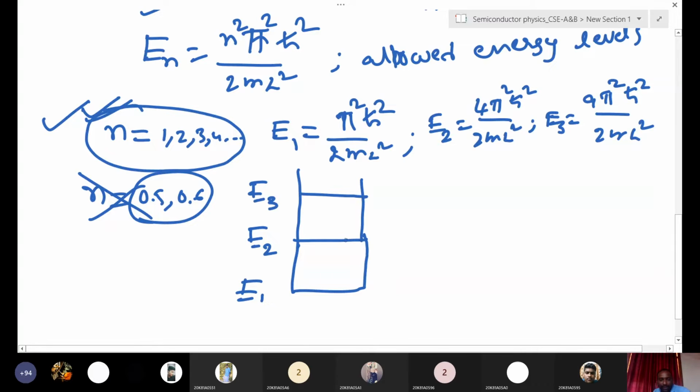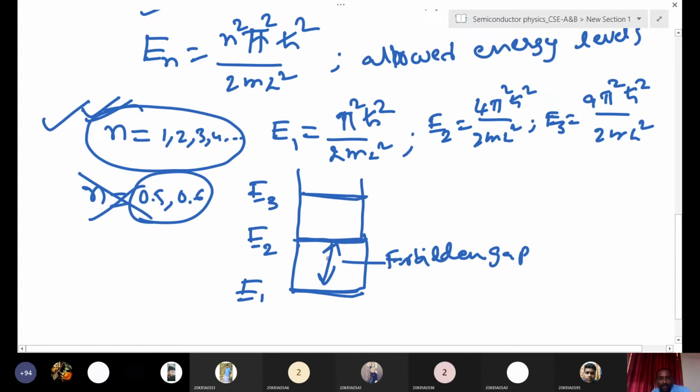Here one energy level is there, here another energy level. In between, this is the forbidden gap. I am just taking an example of this one. So this is the first allowed energy level, this the second allowed energy level, this the third allowed energy level.